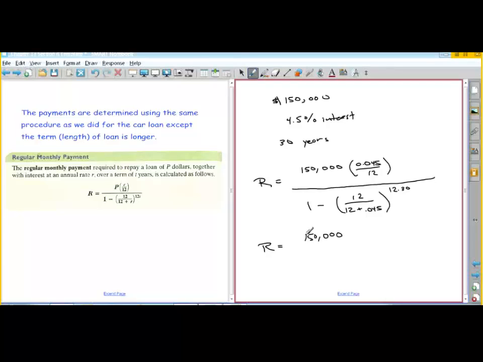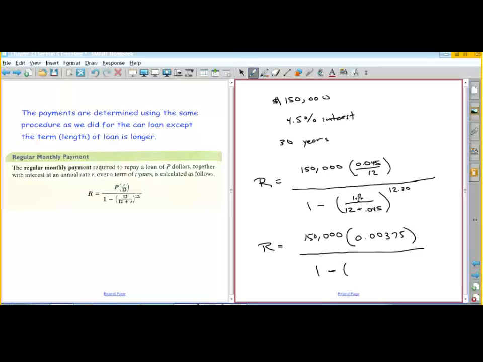So I'll have 150,000 times, this is basically the monthly interest rate. The yearly interest rate divided by the number of months. So let's just calculate what that is. 0.045 divided by 12 is 0.00375. So the monthly interest rate is 0.375%.